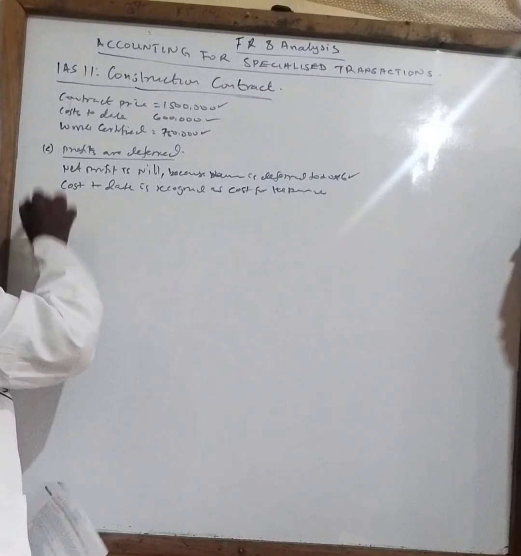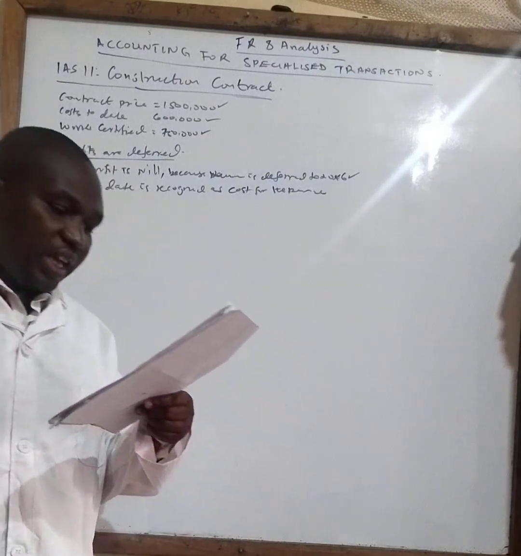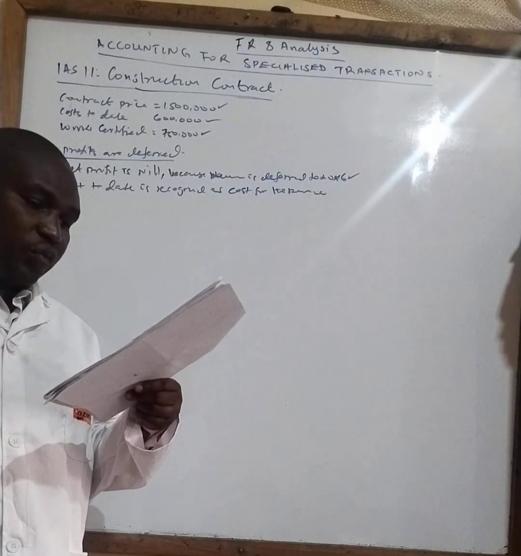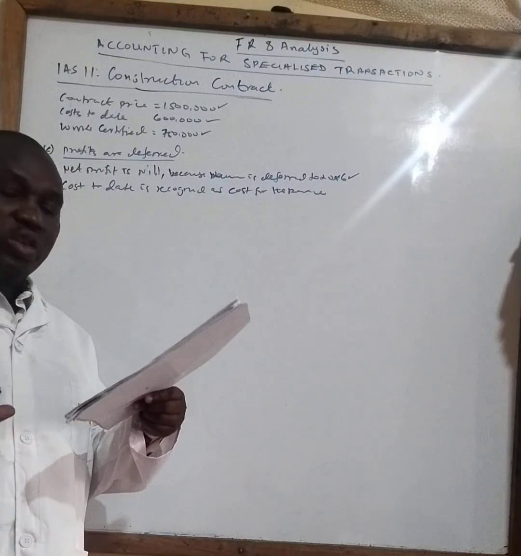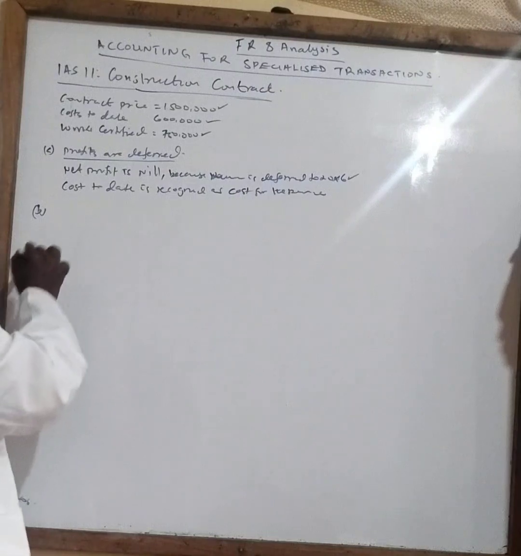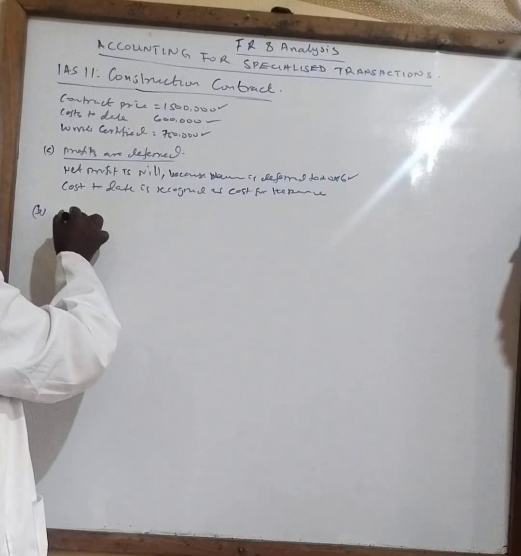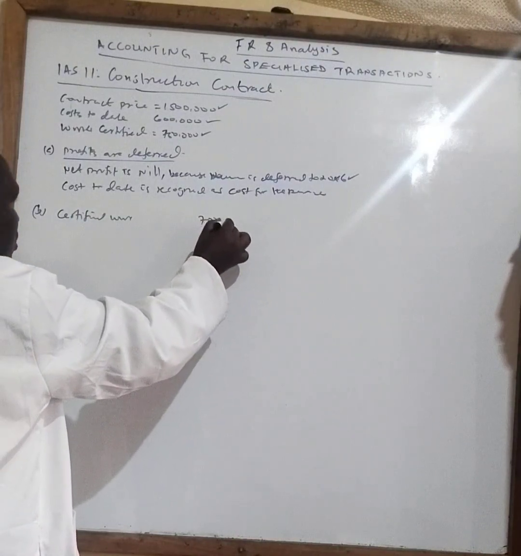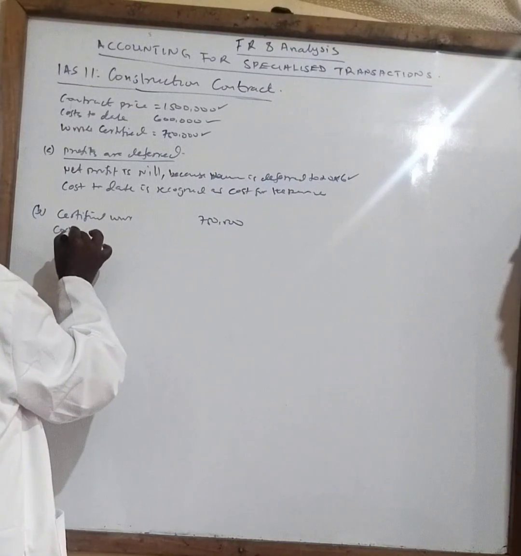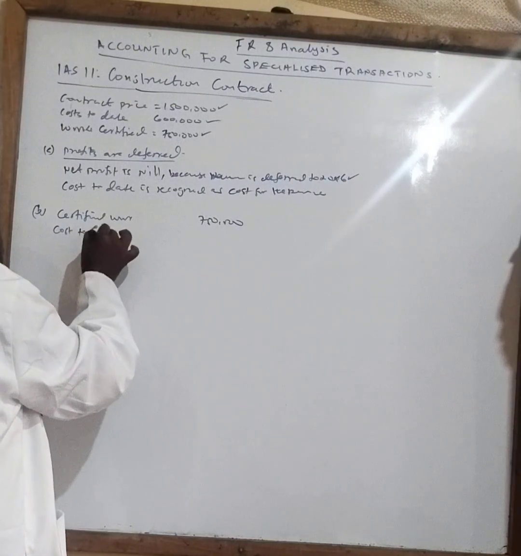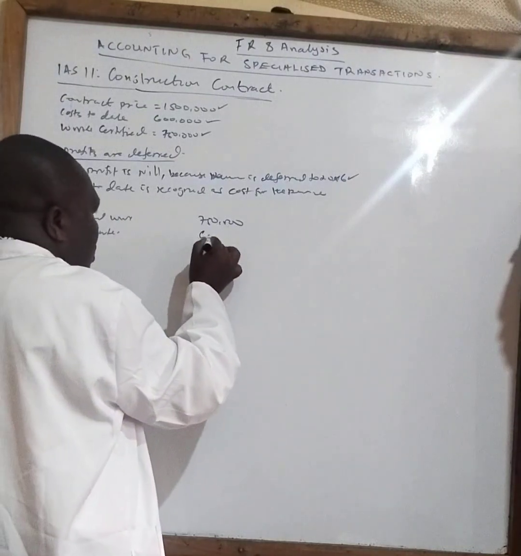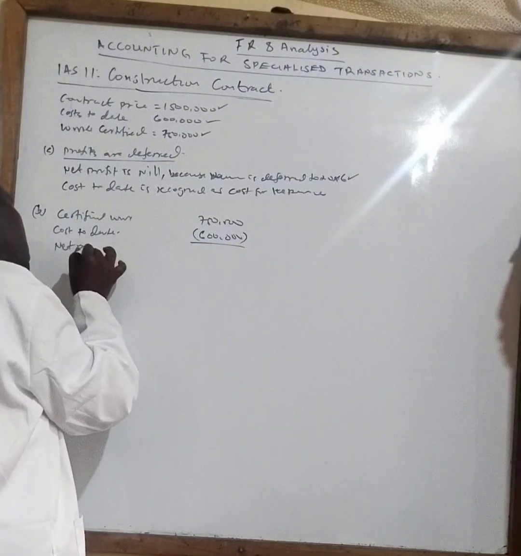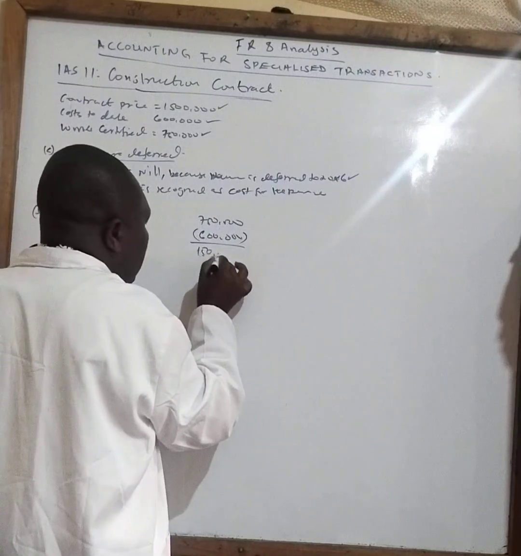B, a proportion of the estimated revenue and profit is credited to profit or loss in the year 20x5. So there is no deferral in this case. Therefore, for me to determine this, I now say certified work 750,000. Cost to date 600,000. So profit 150,000.